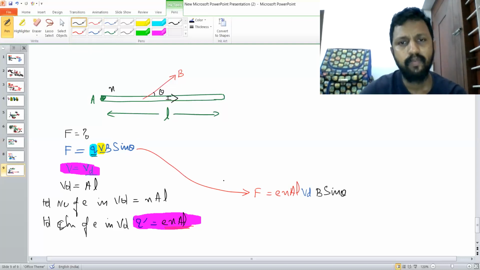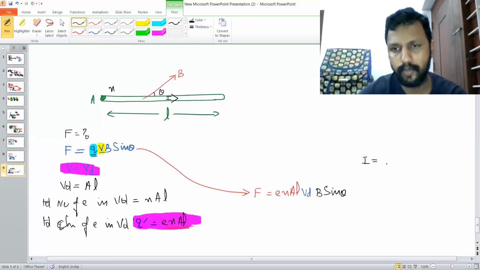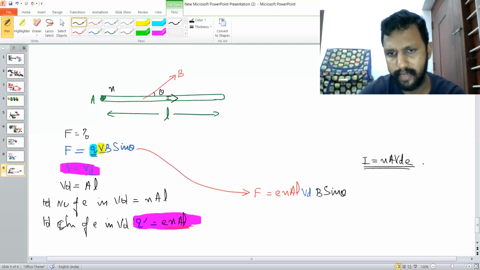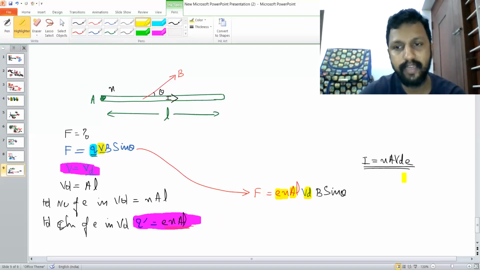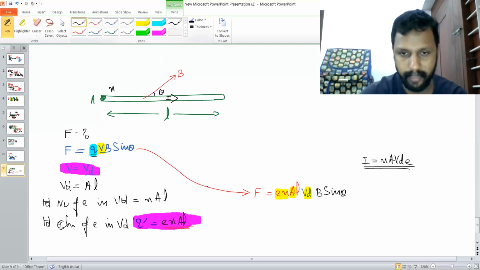Then we will have to recall an expression for current in terms of drift velocity. What was the expression for current in terms of drift velocity? It was I is equal to nAVde. We have learned an expression like this in our current density chapter. I is equal to nAVde. Instead of this nAVde, we could substitute I.